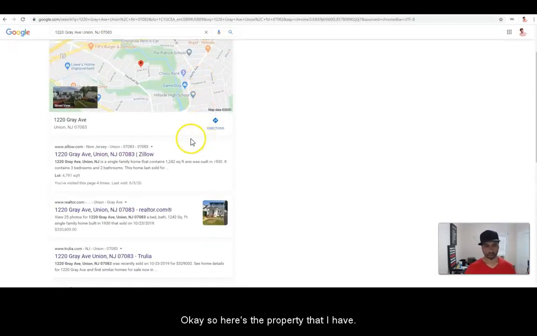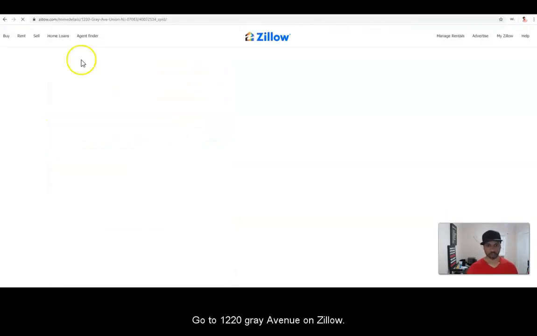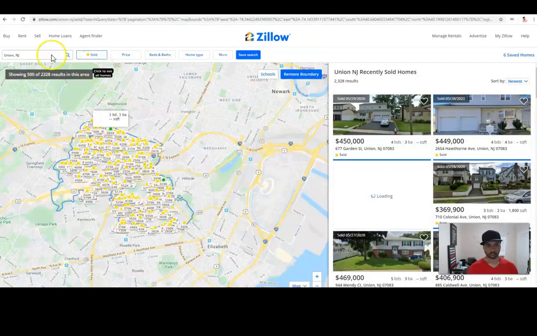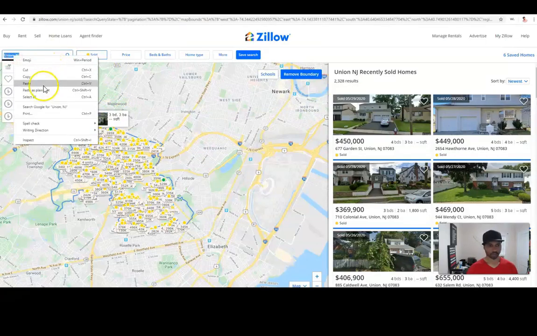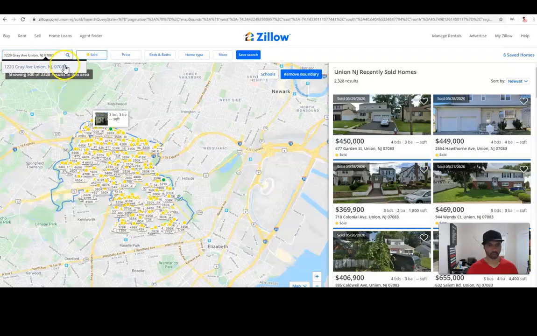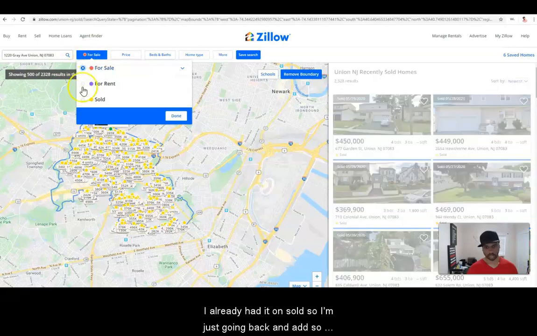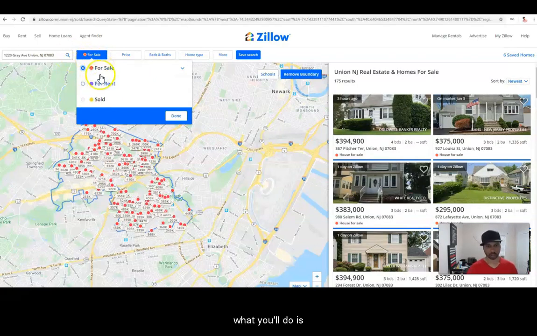Okay, so here's a property that I have copied and pasted, 1220 Gray Avenue. So when we go to 1220 Gray Avenue on Zillow, I'm going to put it into here. Now when you come to Zillow, what you're going to see is this right here. It's going to be red. I already had it on sold, so I'm just going back. What you'll do is you'll change it from for sale to sold.